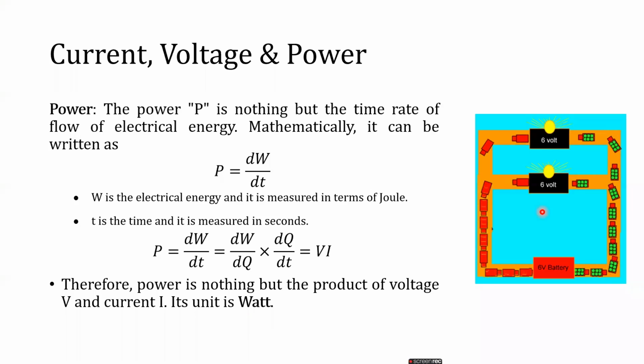One more figure is available here. What is the difference between the previous one and this one? The same two loads are used here, and the same one battery. In those cases, each load was 3 volt, but here there are 6 volt. But the connection is different. They are connected in parallel. So what is the difference here?